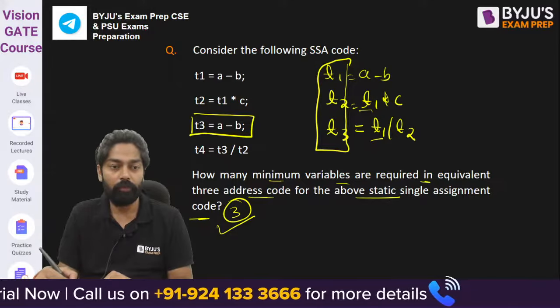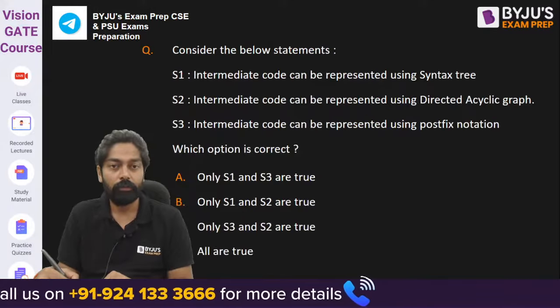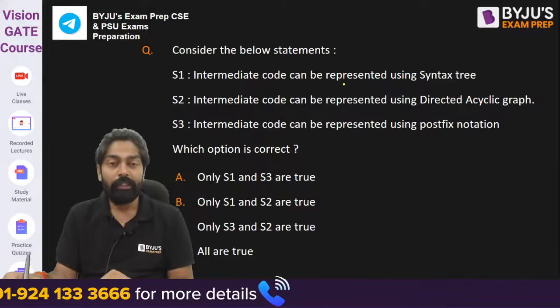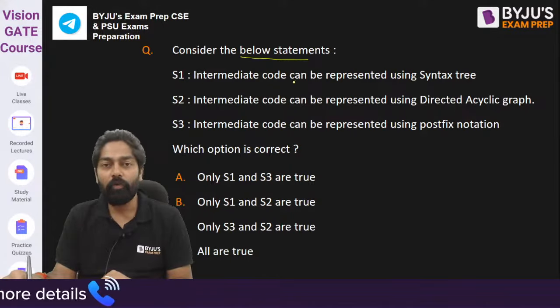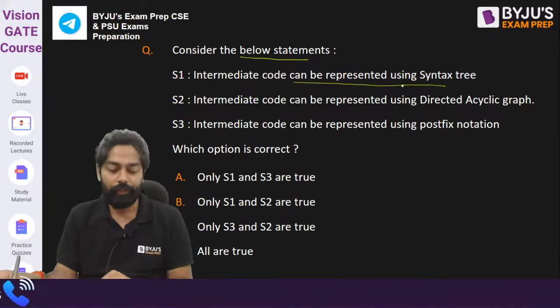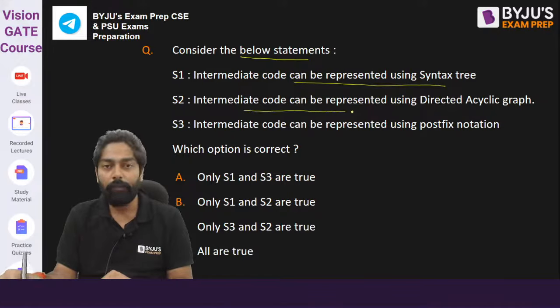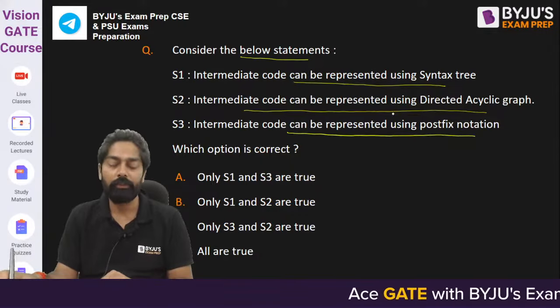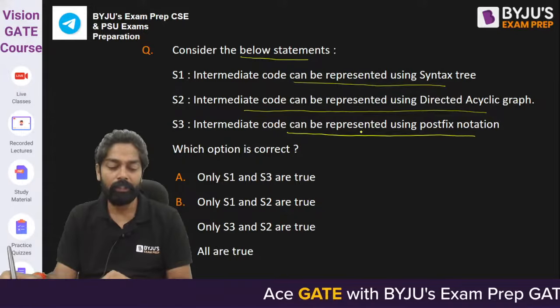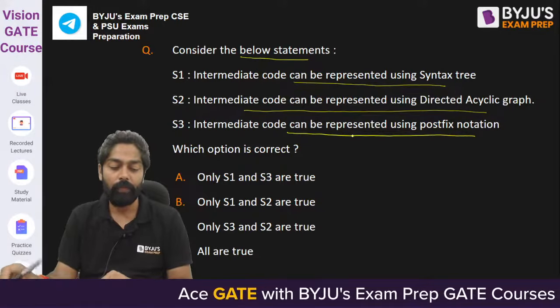Okay, I am moving now to the next question. Consider the below statements. Intermediate code can be represented using syntax tree. Intermediate code can be represented using directed acyclic graph. Intermediate code can be represented using postfix notation. What is the answer for this one? Can you please reply?